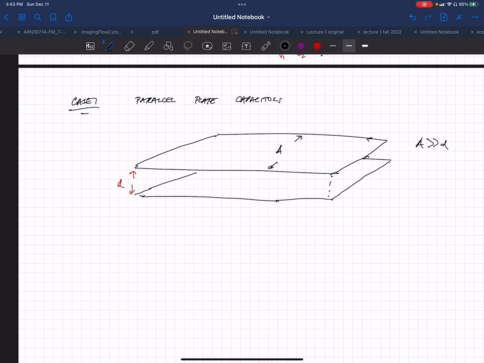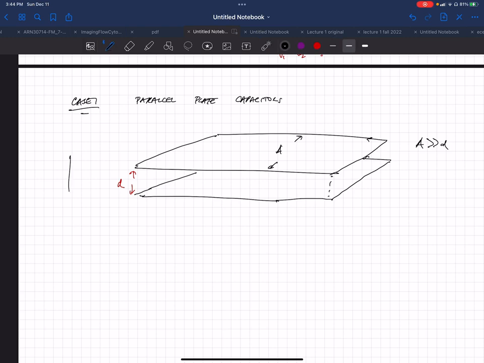We want to say that the area is much larger than D. The reason for that is it's very simple to define the electric field between two plates, except at the edges. At the edges, the electric fields tend to bulge out, and these are called fringing fields, which you may have seen in parallel plate capacitors, but they're harder to deal with. So we're just saying A is much larger than D, which is typically the case, and that way we can ignore the fringing fields for now.